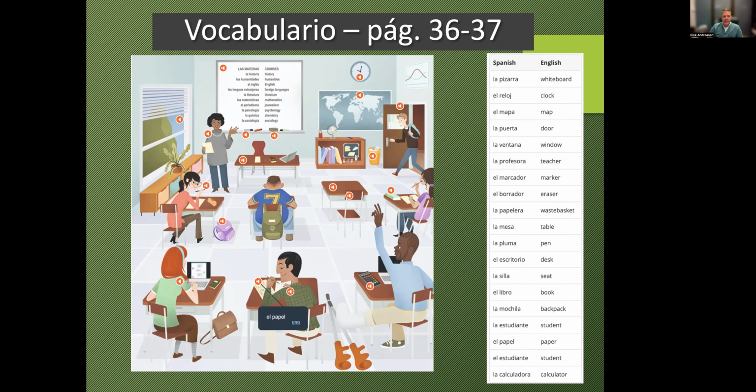El estudiante. Remember, that was one of those words we talked about in the very first week that could be made masculine or feminine just by changing the article. La calculadora. Calculator.